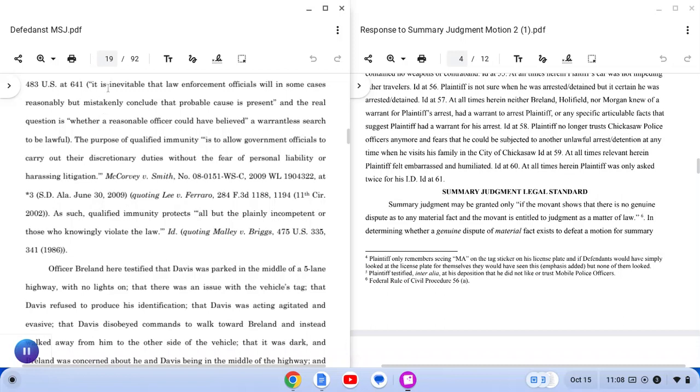Anyway, it is inevitable that law enforcement officials will, in some cases, reasonably but mistakenly conclude that probable cause is present, and the real question is whether a reasonable officer could have believed a warrantless search to be lawful. The purpose of qualified immunity is to allow government officials to carry out their discretionary duties without the fear of personal liability or harassing litigation.